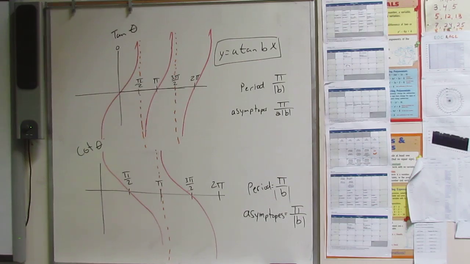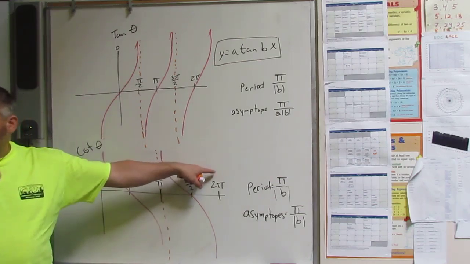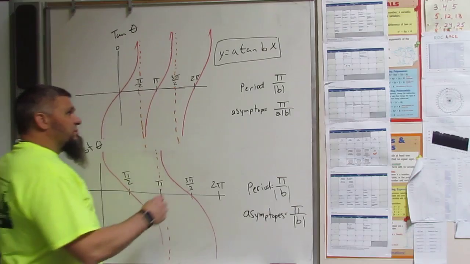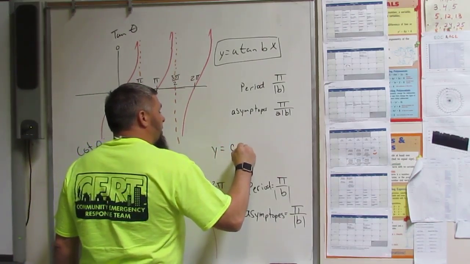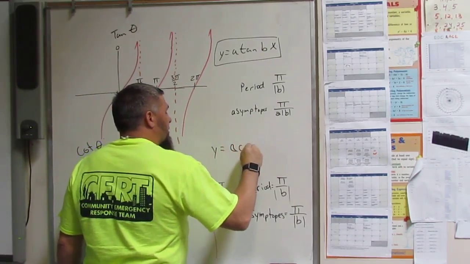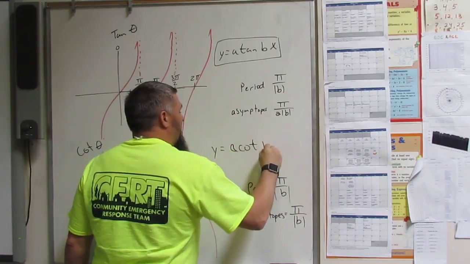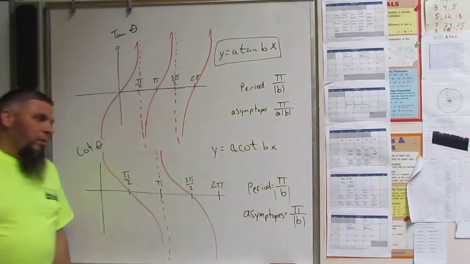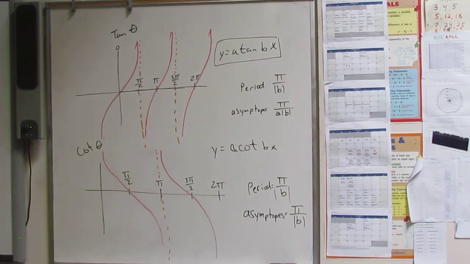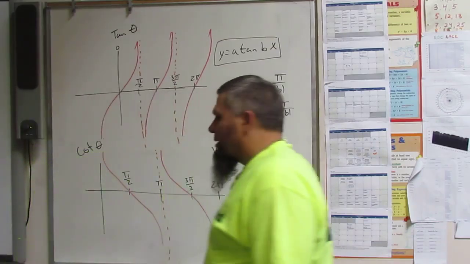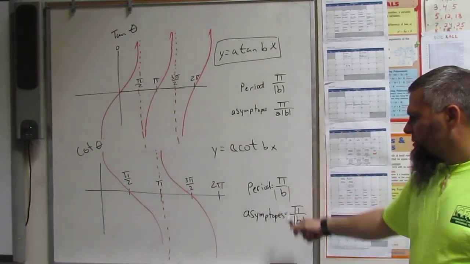Okay? So this one, same thing. Y equals a cotangent bx, right? Whereas the b is the period. It's what changes the period, right? With cosine and sine, it was pretty easy to see. The period was 2 pi, so it was 2 pi over b, right? In this case, it's going to be pi over b.